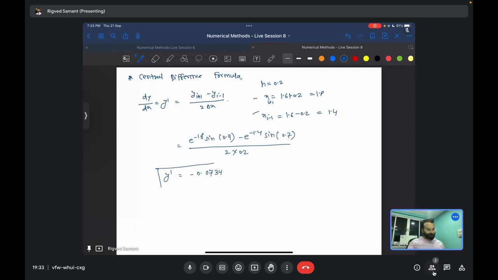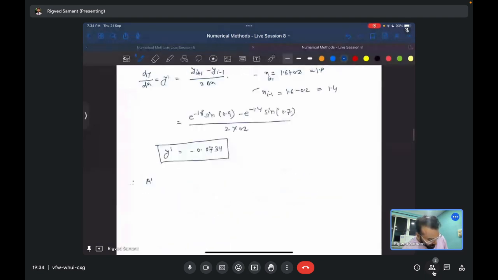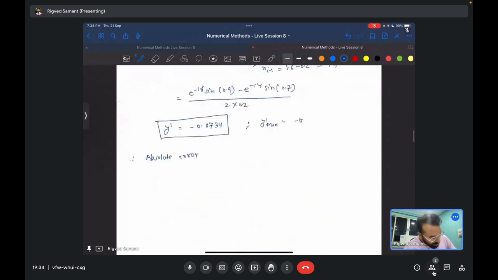Okay. Now again we'll calculate the absolute error. Therefore absolute error, we have already calculated the y dash true, right? So that was here minus 0.0745. So absolute error is minus 0.0745 plus 0.0734, that is 0.0010.